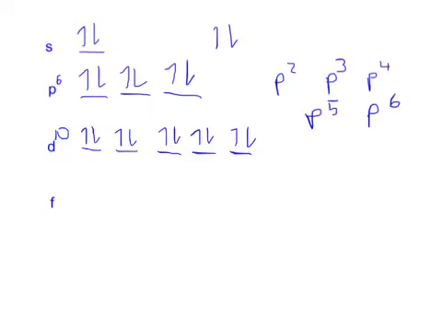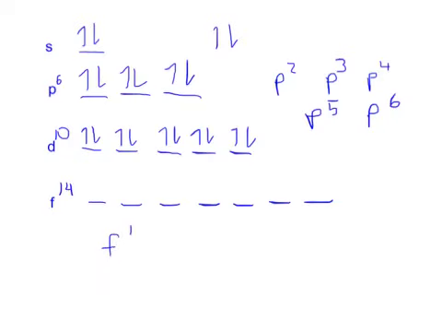And similarly, since f can hold up to 14, 14 divided by 2 gives me 7. I need 7 orbitals in order to house all of those. 1, 2, 3, 4, 5, 6, 7. Now here's the thing. When I'm drawing an orbital diagram, even if I just have 1 f electron, let's just say I have f1, I still have to draw all 7 of these.